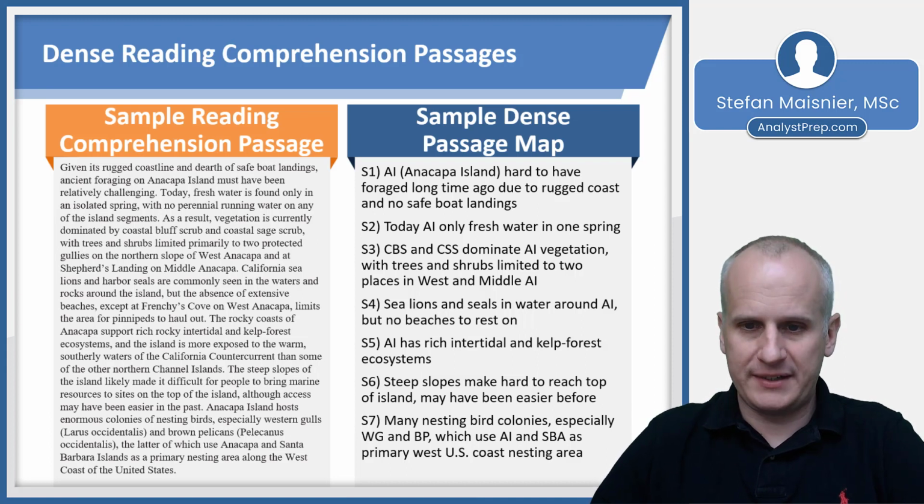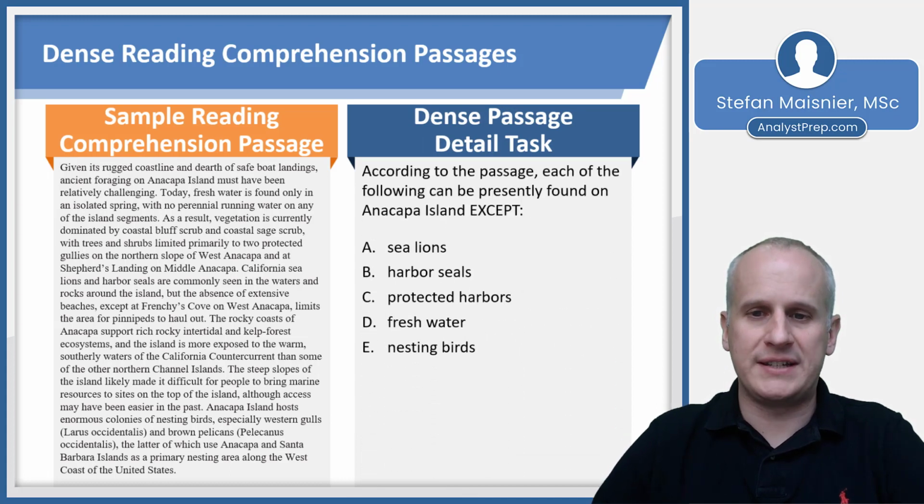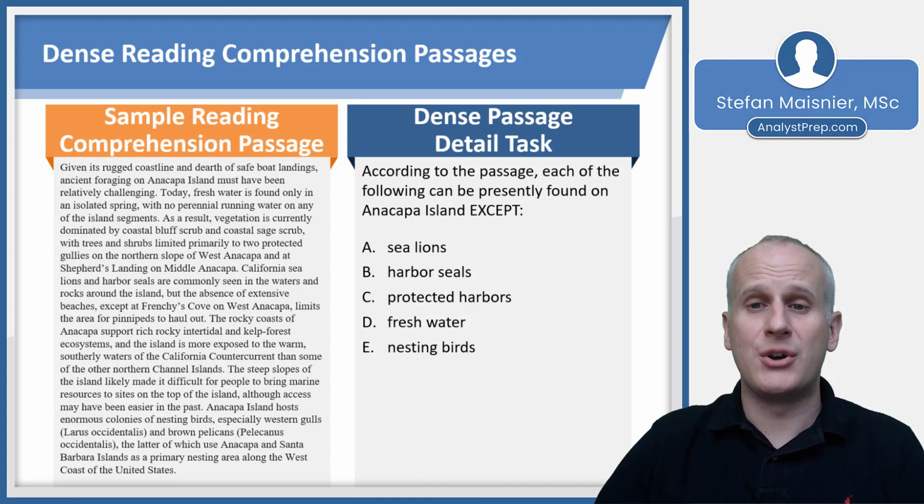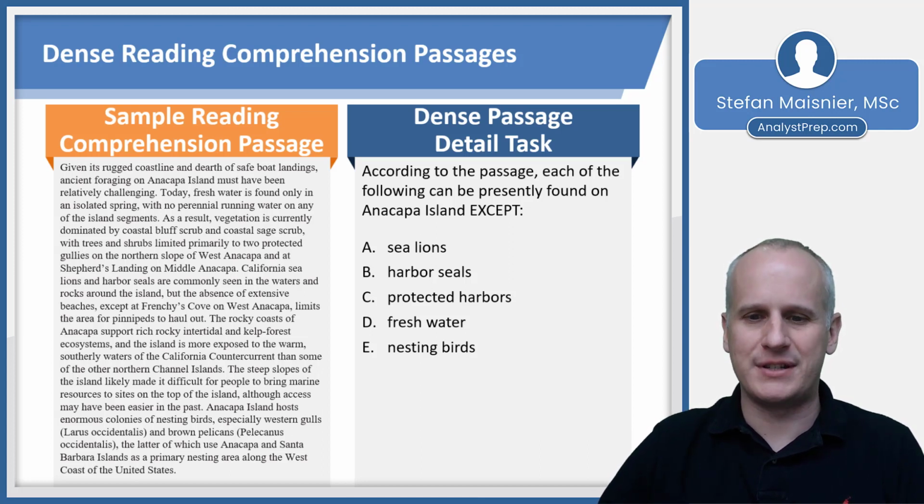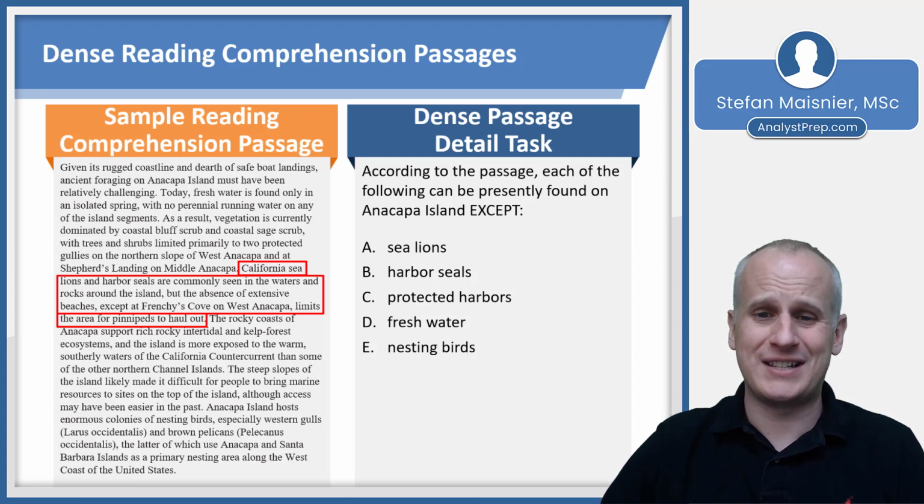Simple enough. So then we've taken this map and now we get an actual detailed task. So we've got, according to the passage, each of the following can be presently found on Anacapa Island except. So we've got our passage map of notes, and we recall having seen sea lions and harbor seals before, and they're right in the middle. And it says they're commonly seen in the waters around the island, and they are limited, but that doesn't mean that they aren't there. And in fact, we can infer that except Frenchie's Cove means that they are there, just at that one place as opposed to everywhere.